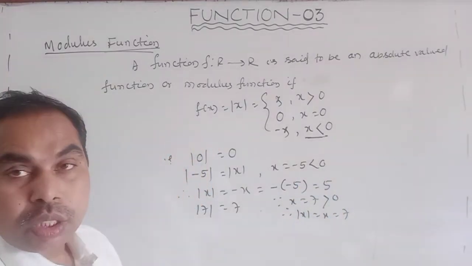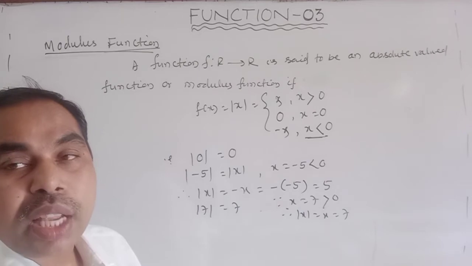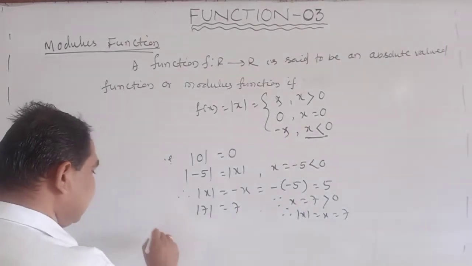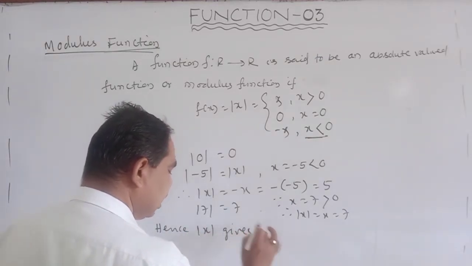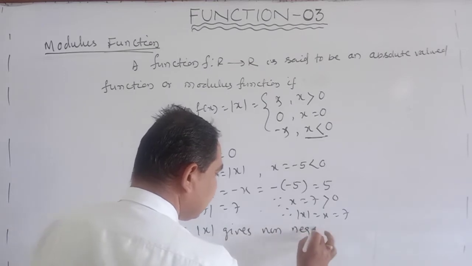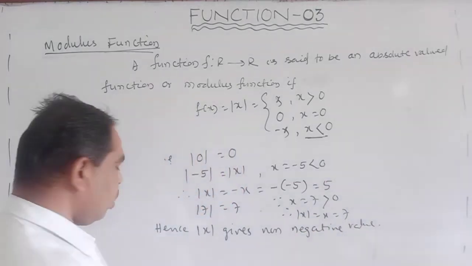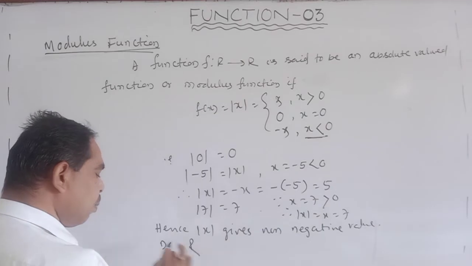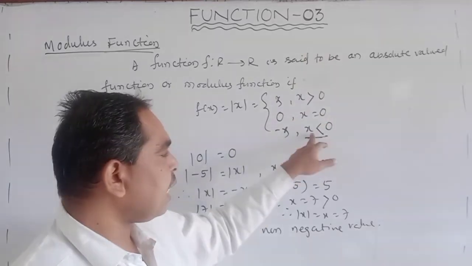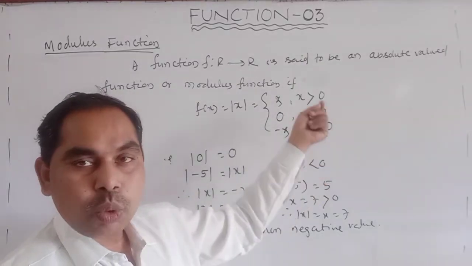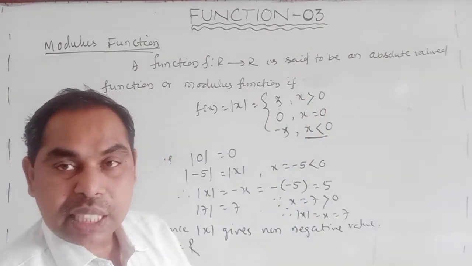When x is greater than 0, it is plus. When x is negative, it is also plus. Hence mod of x gives a non-negative value. So the domain of f is equal to the real numbers R, because we can take x positive, 0 to infinity, x negative, minus infinity to 0, and including x equal to 0 also. So hence the domain is the set of real numbers R.